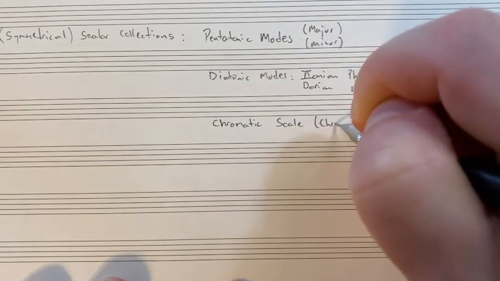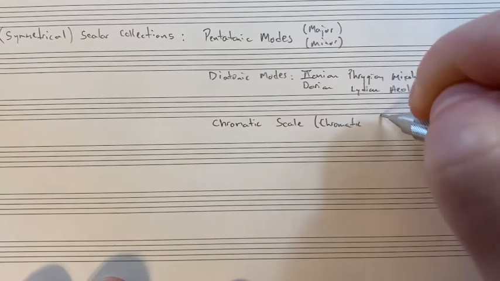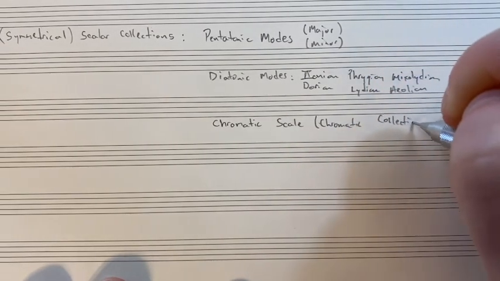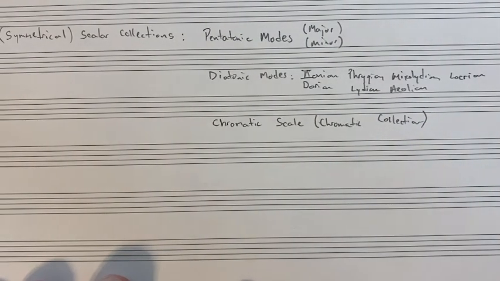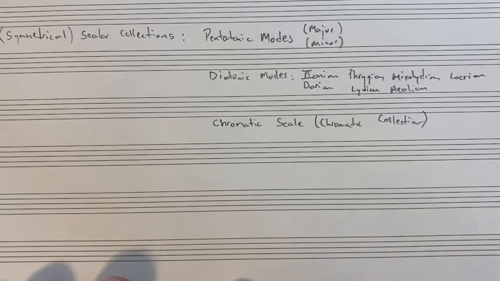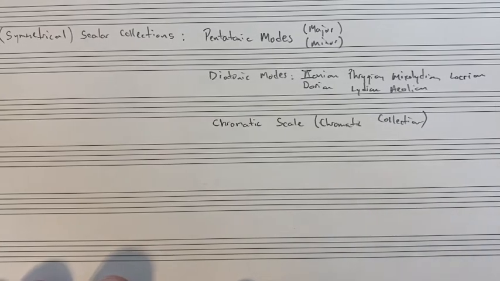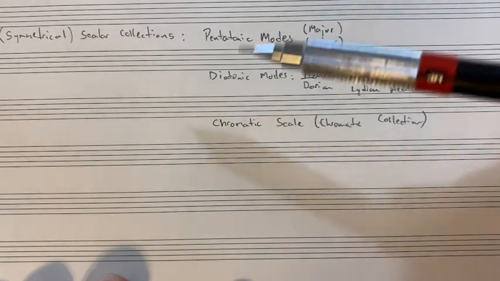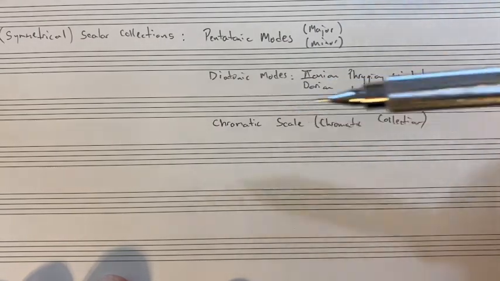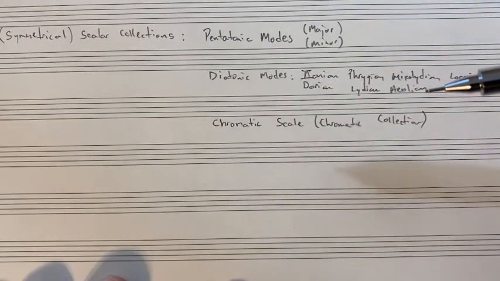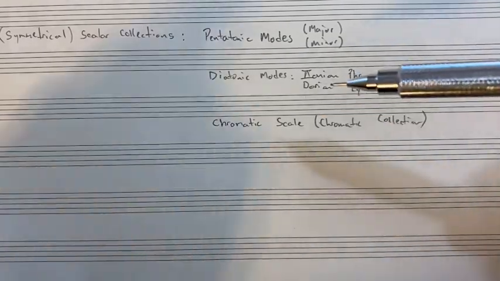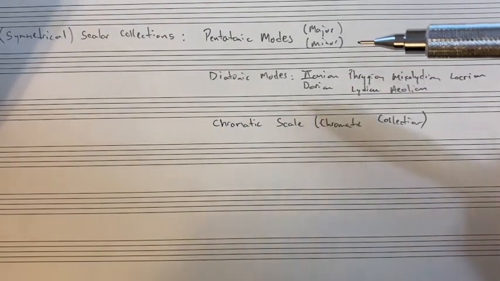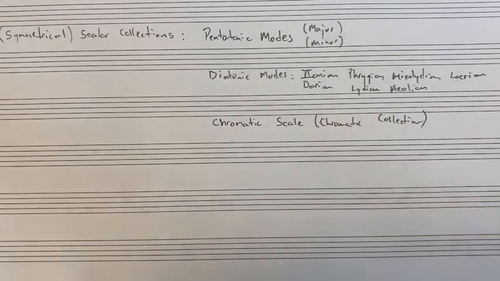Or the chromatic collection. And this might seem to be a totally useless scale because it's just every pitch. And for the most part it is, but there are times when it's worth noting that a composer is using every pitch available, and not in a way like 12-tone music does, which is a very principled, rule-based way. But Bartók, for example, will sometimes use all 12 pitches in a set.